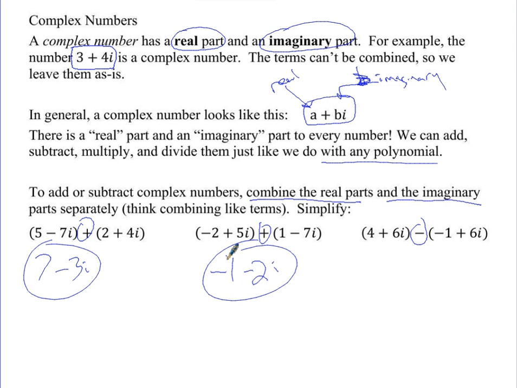And the last one, notice that it's subtraction this time. So think to yourself, 4 minus negative 1, which becomes 4 plus 1, which is 5. And then we have 6i minus 6i, which is 0i, which reduces down to 0. 0 times anything is still 0, even if it's an imaginary number. So the answer here is just 5. It is possible to wind up with a real answer that has no imaginary part in it when you're doing these problems.